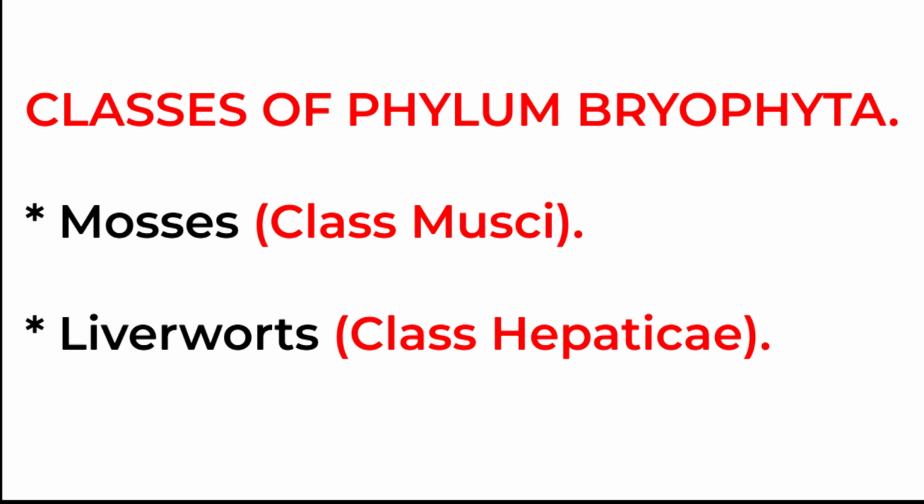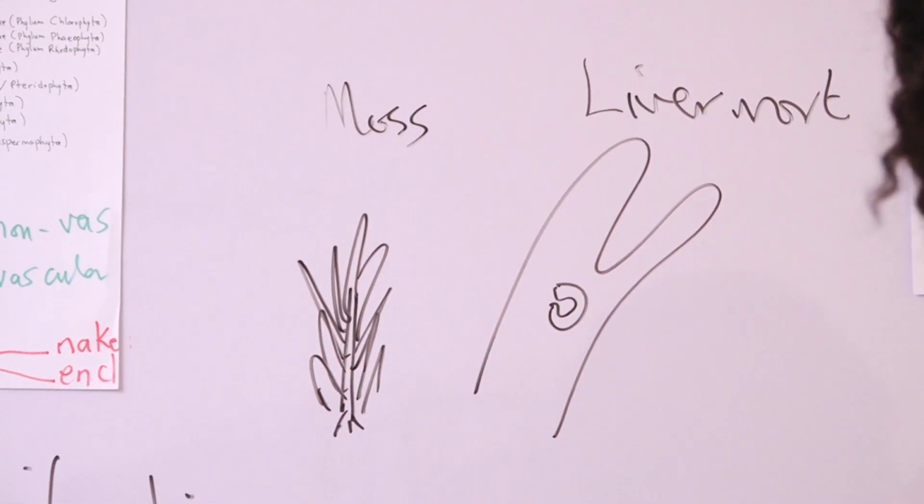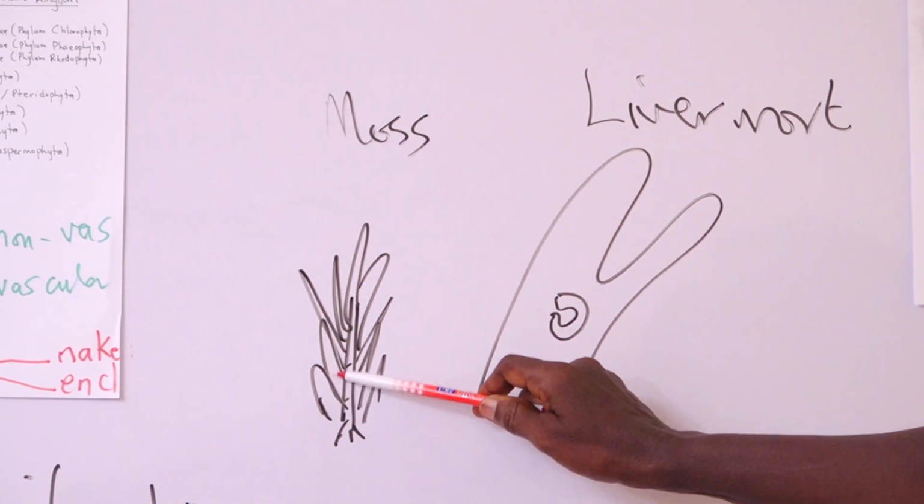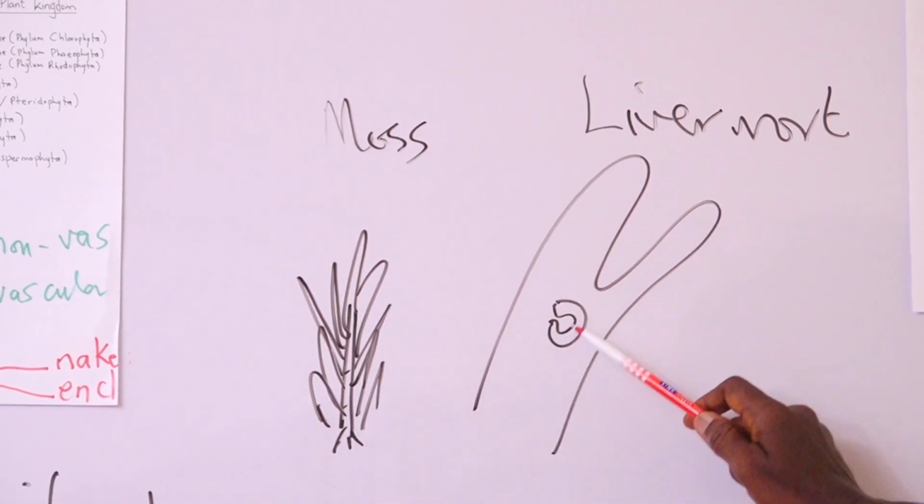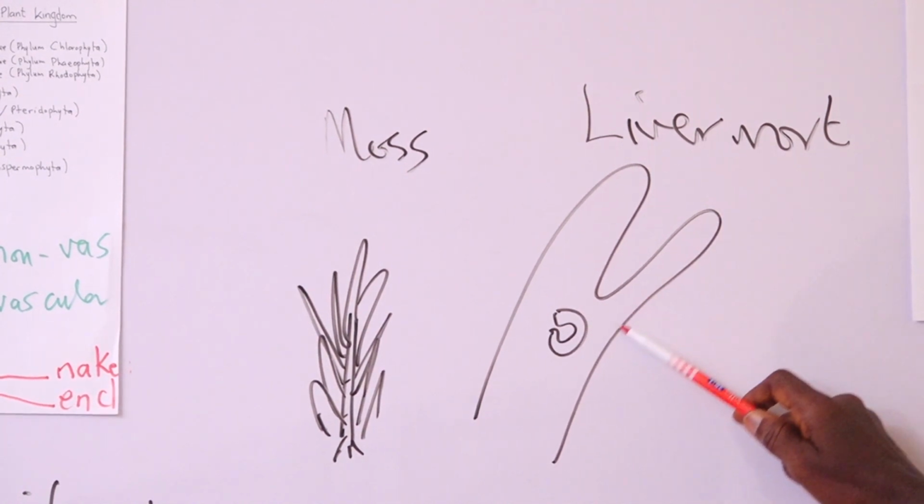Now let's look at the classes of bryophytes. There are two classes of bryophytes: mosses, class Musci, and liverworts, class Hepaticae. The mosses have upright stems and spirally arranged leaves. Then the liverwort is flattened with dichotomous branching.